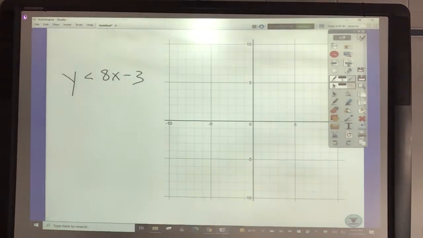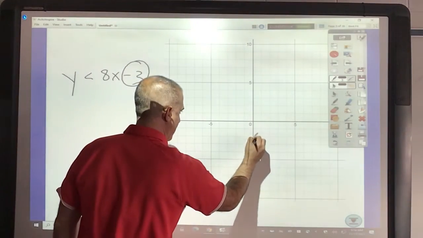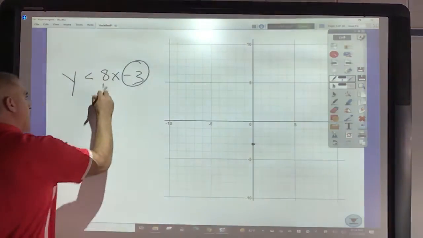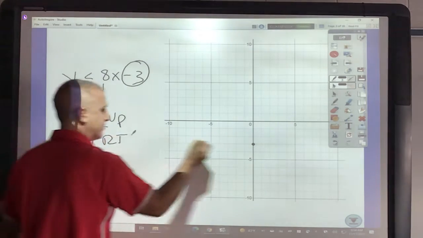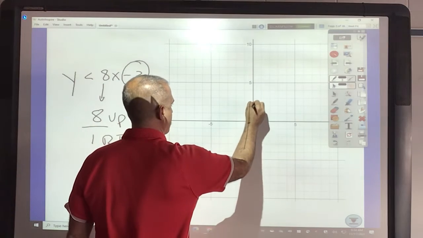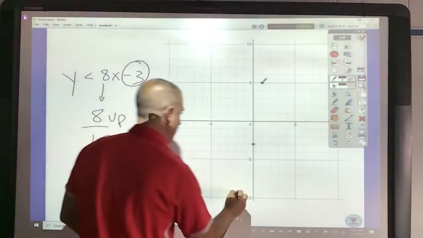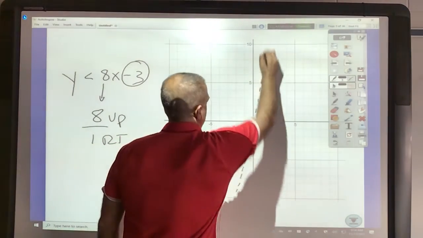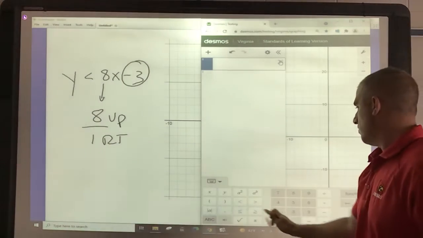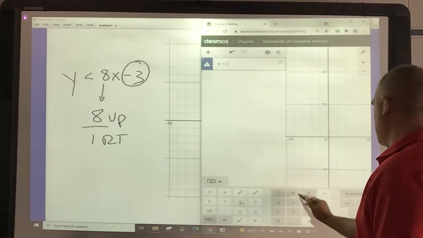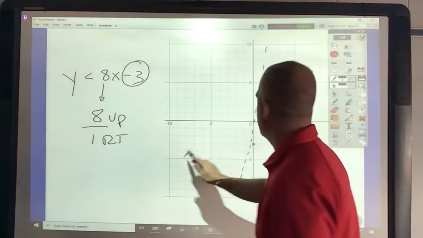All right, so let's do this one. Here I would start on this axis right here, okay? 8 is the slope, 8/1, so 8 up, 1 right. So 1, 2, 3, 4, 5, 6, 7, 8, 1 right. Now since there is nothing there, I put a little dashed line. Come over here to Desmos, y less than 8x minus 3. And it's shaded on that side.